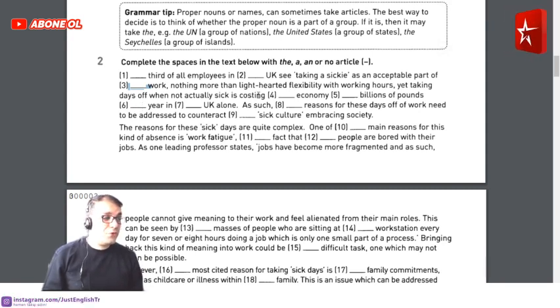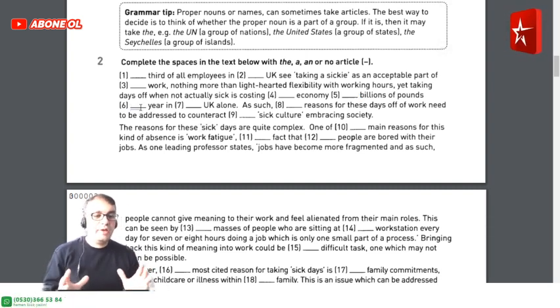Now 4, where is number 4? The, correct. What about number 5? So I will read again, but with the articles. A third of all employees in the UK see taking sick days as an acceptable part of work. There is no article here. Nothing more than light-hearted flexibility with working hours. Yet those who have taken days off when not actually sick are costing the economy, because actually we are using the economy, yeah? And after that, 5, the economy, billions of pounds, okay? Which is 6, a year, because we identify a period of time, which is one of the rules.